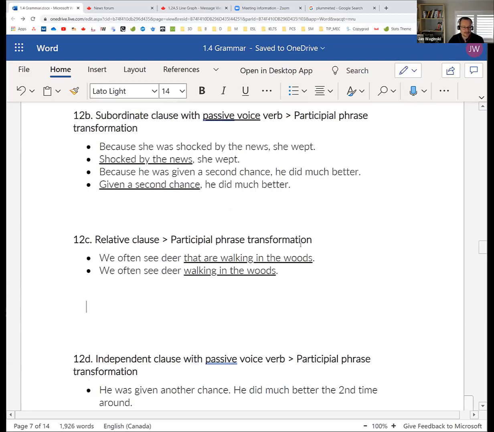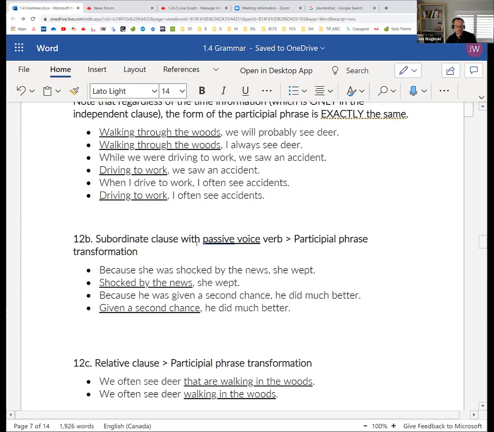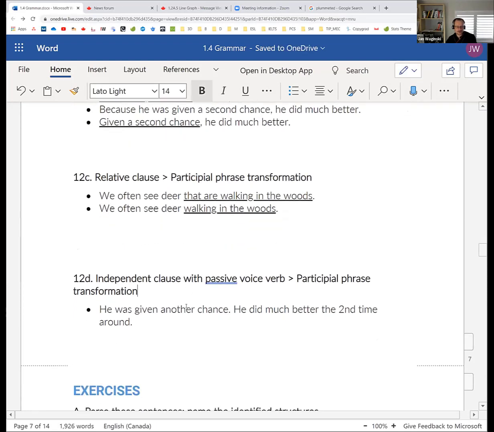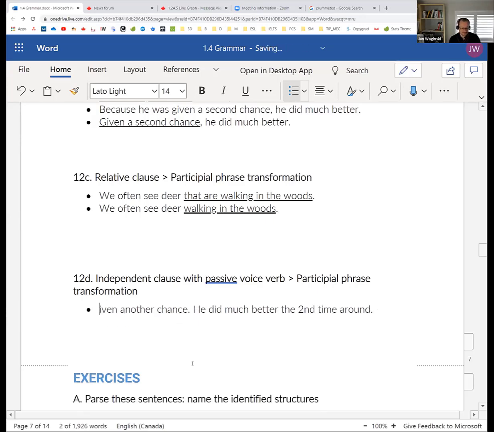Okay, so we've seen subordinate clause transformations, we've seen relative clause transformations, and the last one is just an independent clause. So here we've got an independent clause. This is the same example as above. He was given another chance. He did much better the second time around. He was given another chance is the same as given another chance.